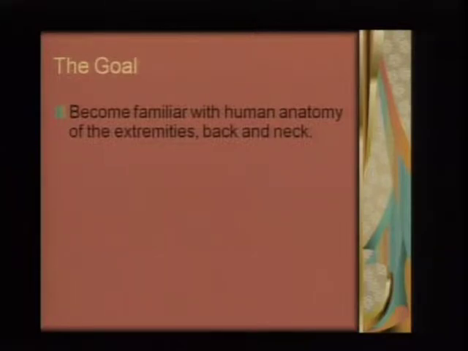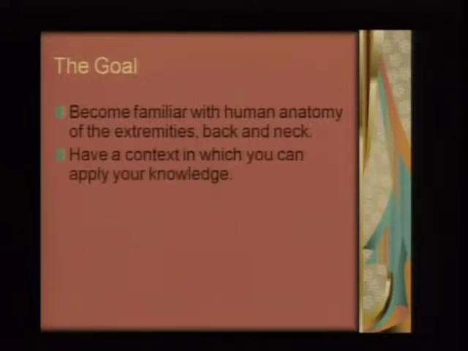All right. So the goal of our class is to become familiar with the human anatomy, specifically of the extremities, arms and legs, the back, and the neck. That's the area we're going to focus on the most, whereas next term we'll focus more on the core and on the head, because we'll talk about the brain and we'll talk about internal organ systems, okay? So really it's more extremities, back, and neck.